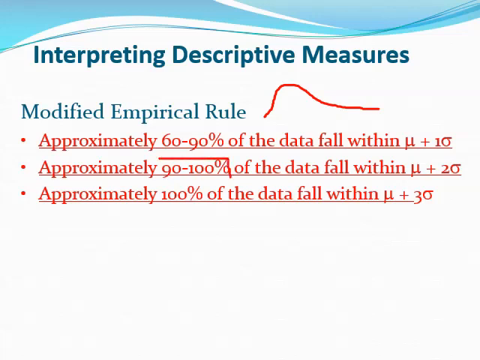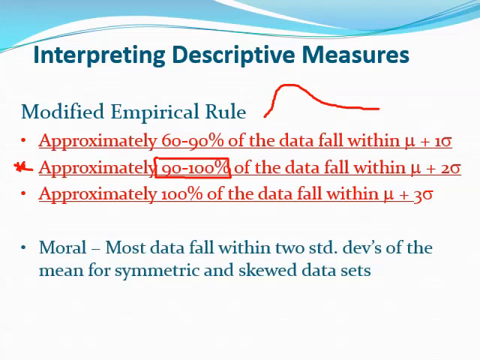But here's where we're going to go with this. Here's our most again: 2 standard deviations. And again, approximately 100% fall within 3. And so the moral of this story, and you can see this in your notes, is that most data fall within 2 standard deviations of the mean for symmetric and skewed data sets.